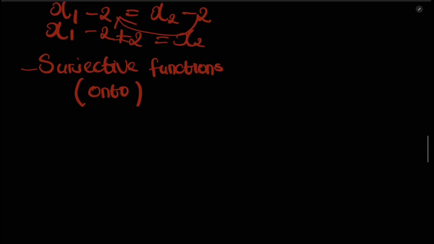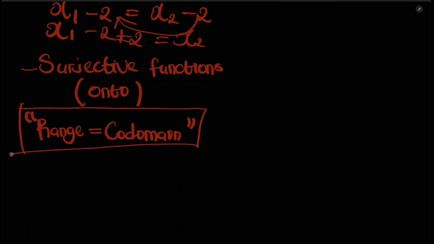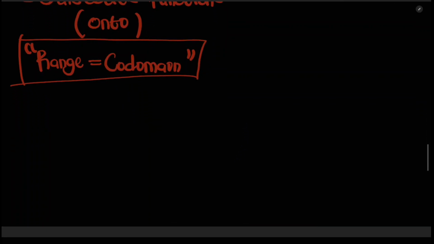Okay, when we are talking about a surjective function, there is one thing we need to put in our mind. We need to know that the range here should be equal to the codomain. The range should be equal to the codomain. This is the main part of a surjective function. This is what we need to know when we are talking about a surjective function. The range should be equal to the codomain.